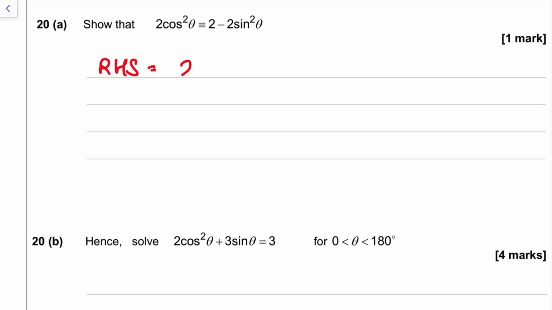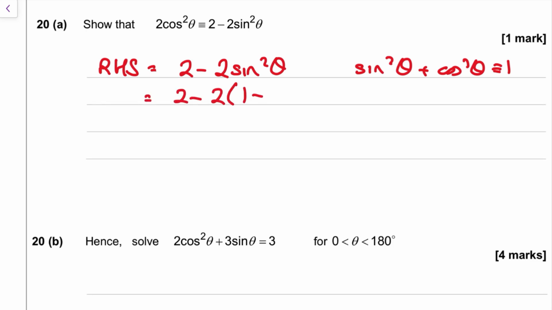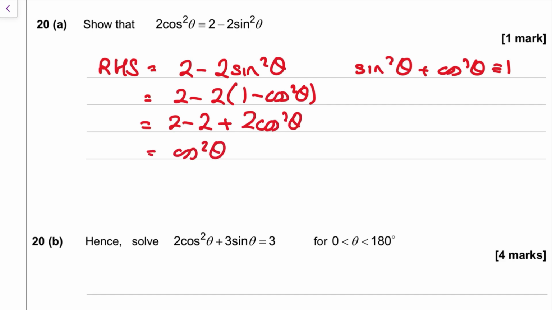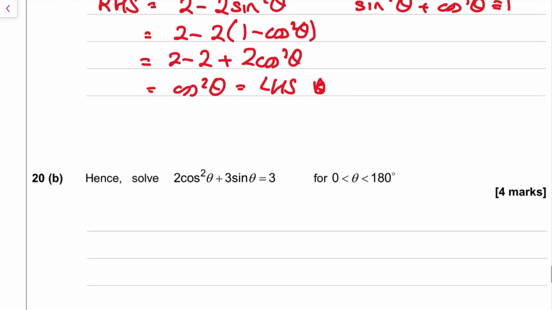Right, show that. Now this is interesting because nothing says I have to go from left to right. So I'm going to start with the right, which is 2 minus 2 sine squared theta. I'm going to write down what I'm doing. So sine squared theta plus cos squared theta is equivalent to 1, which means that this is equal to 2 minus 2 times 1 minus cos squared theta, which is equal to 2 minus 2 plus 2 cos squared theta, which is equal to 2 cos squared theta, which equals the left-hand side. So therefore I've proven it. I mean, that was all 1 mark. So I'm quite sure I didn't need to do that many steps, but done anyway.